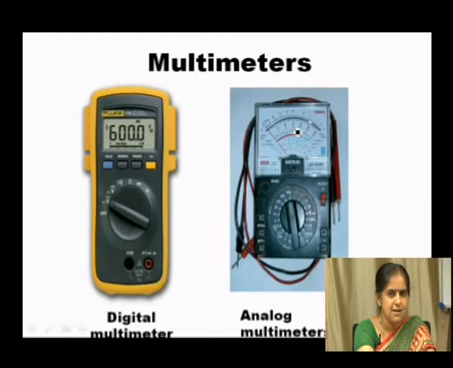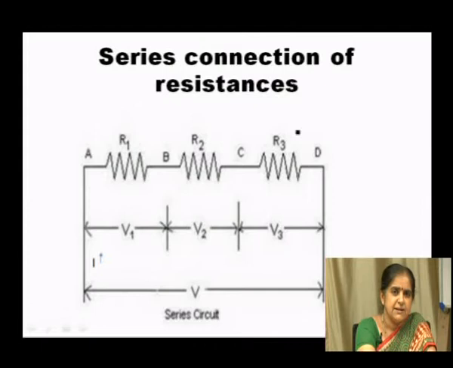Now let us look into the way in which the resistances can be connected in the circuit. Resistance is used to limit the current in the circuit. In order to limit the current, resistances will be connected in various methods or in various patterns. So what are the patterns in which the resistances can be connected? Let us look into that aspect now. The resistances can be connected in different formats known as series connection, parallel connection and series parallel connection of resistances.